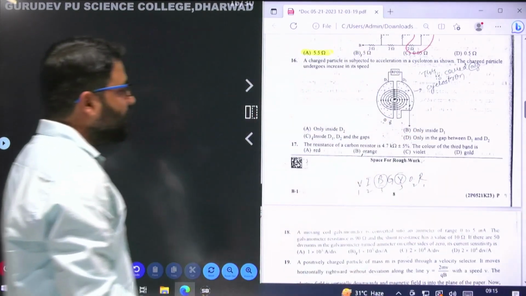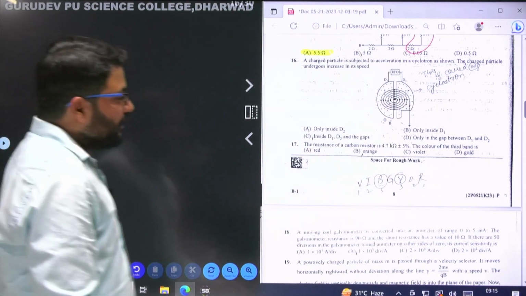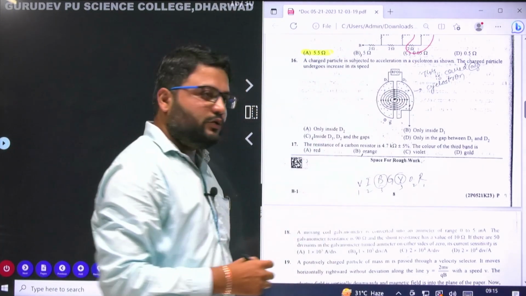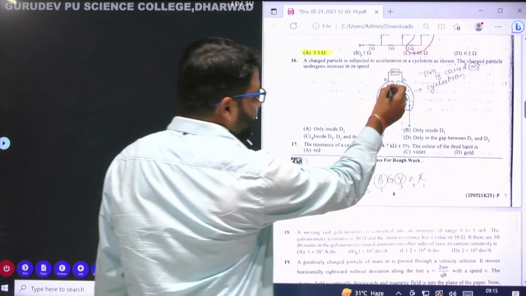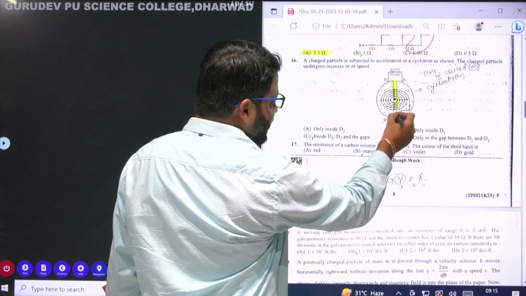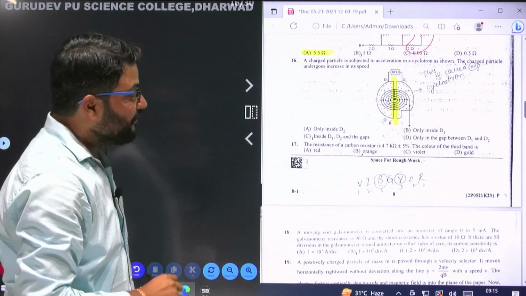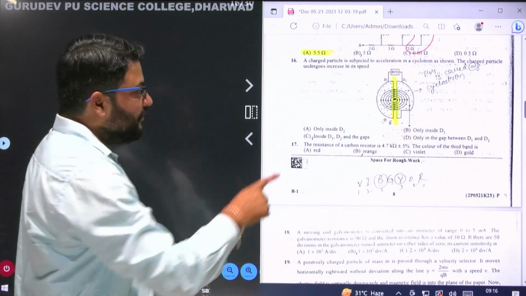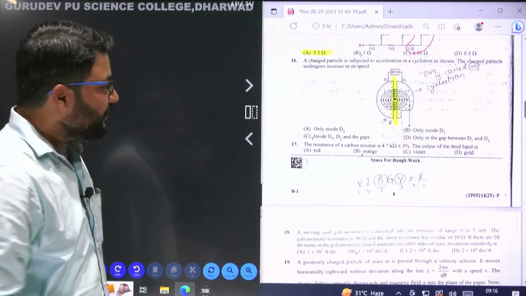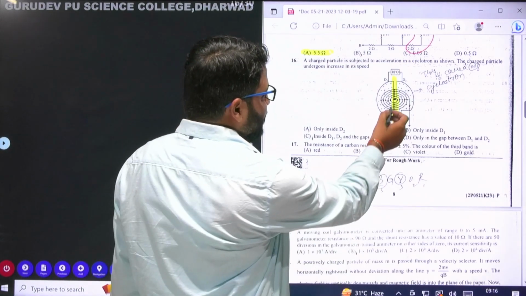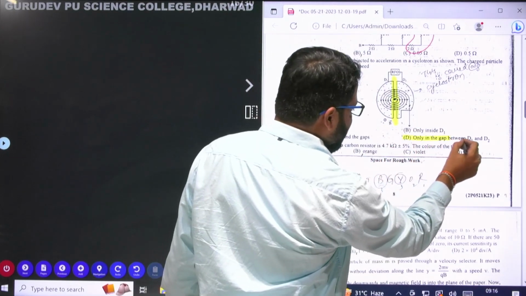A charged particle is subjected to acceleration in a cyclotron as shown. The charged particle undergoes increase in its speed. Its speed will only increase in the electric field. And where is the electric field present? The electric field is present only between the gaps of D1 and D2, because electric field accelerates the charge, whereas magnetic field doesn't accelerate it. It only changes the direction of the velocity. So here only between the two D's the charged particle will get accelerated.